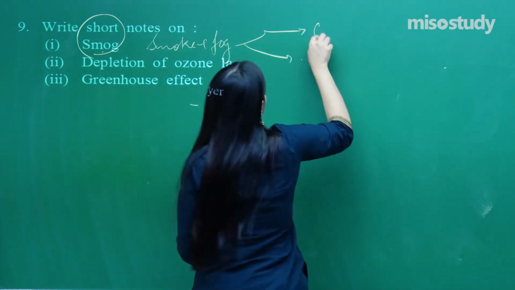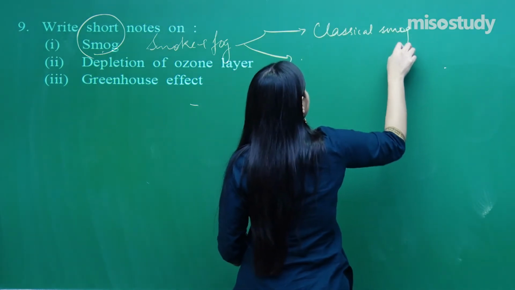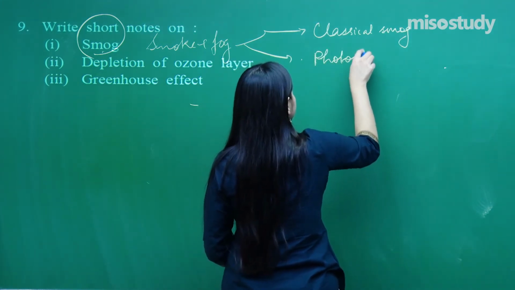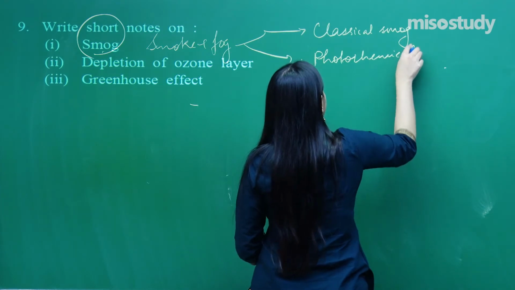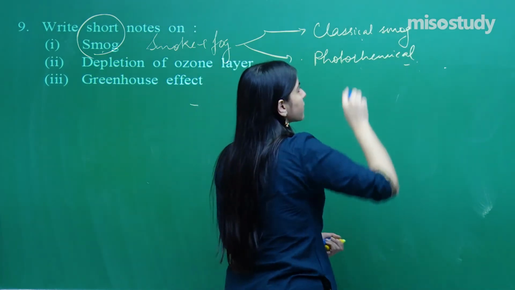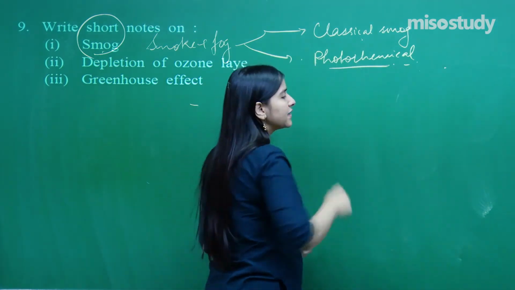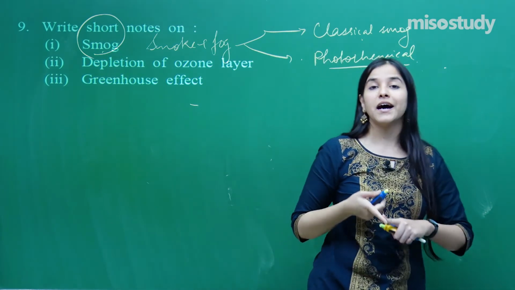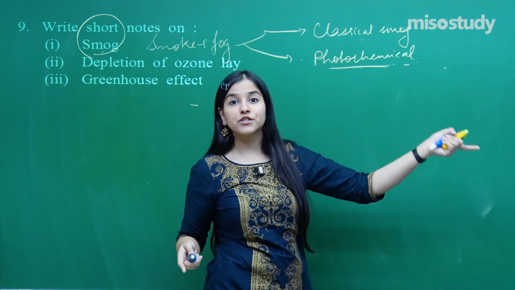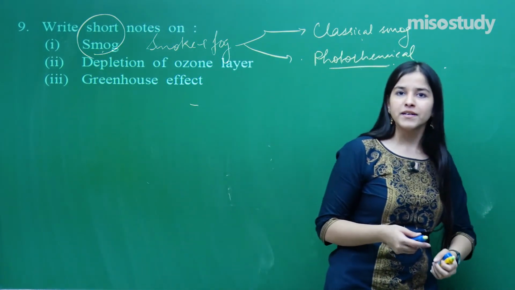It's the classical smog, describe about it. And the next one is photochemical smog, right? So one is the reducing smog, the other one is oxidizing smog. Classical smog is a mixture of smoke, fog plus sulfur dioxide, whereas the photochemical one involves nitrous oxides and unburnt hydrocarbons, right? And you can also mention how it is formed, and the drawbacks of this classical smog.